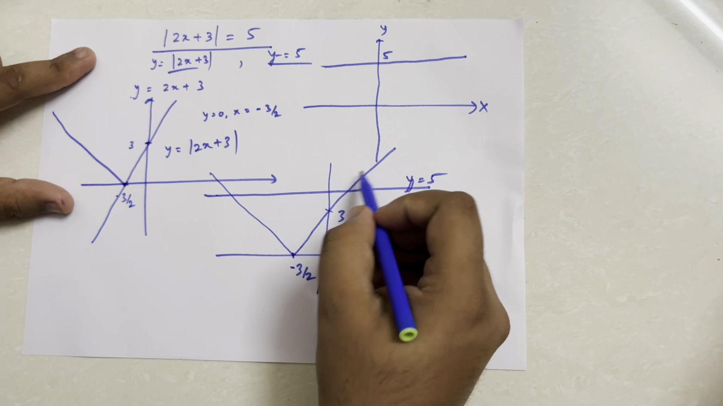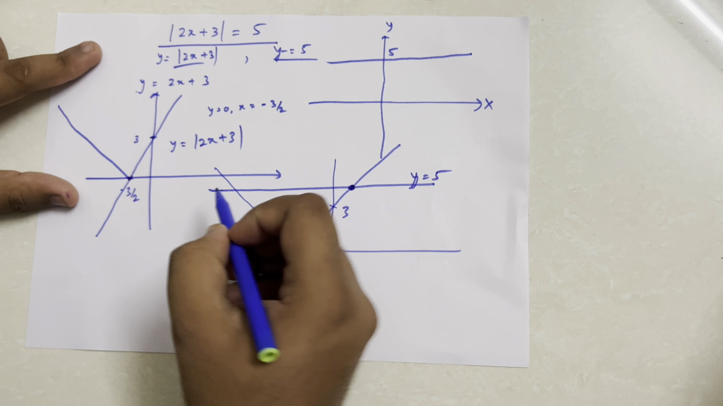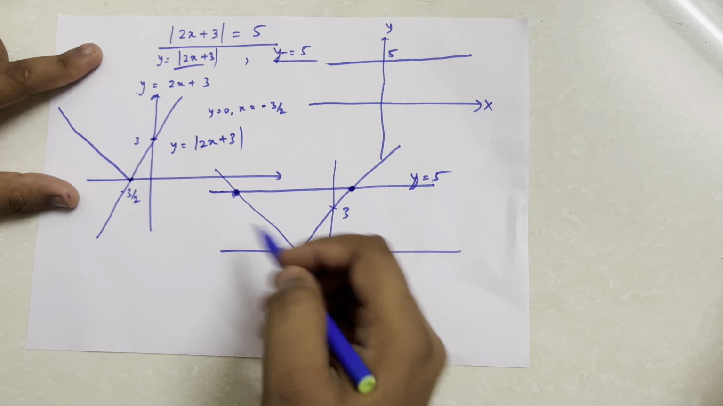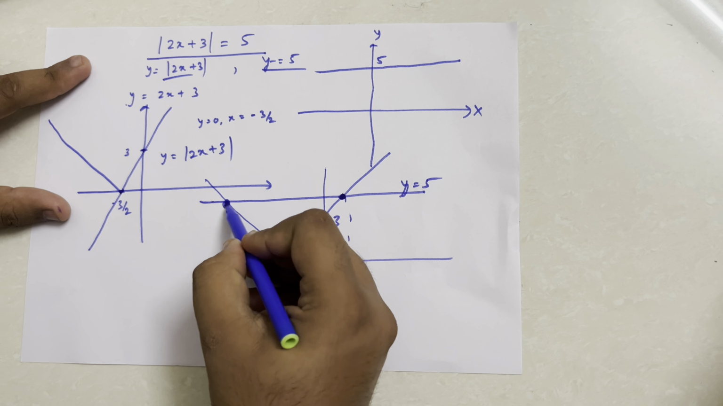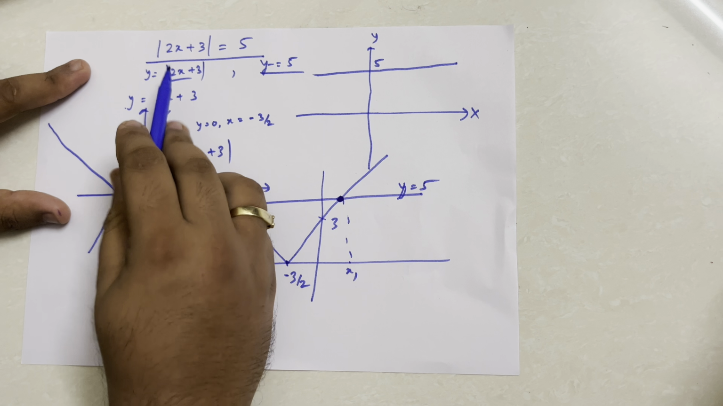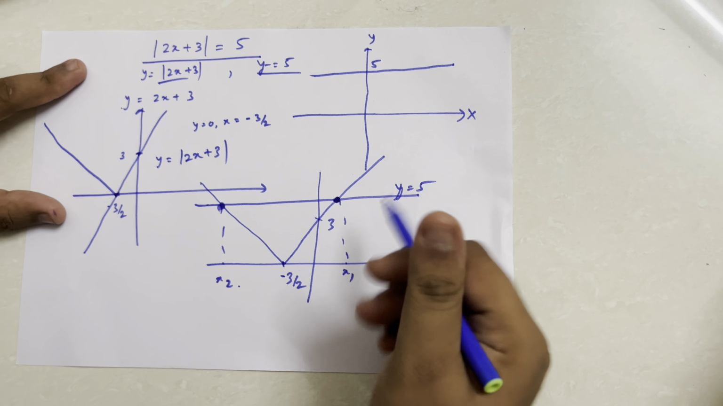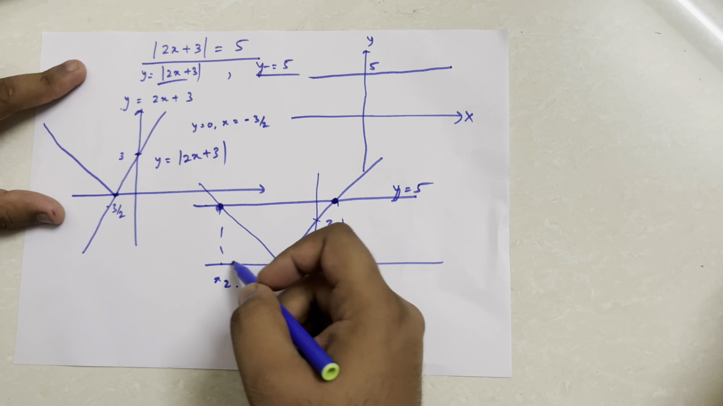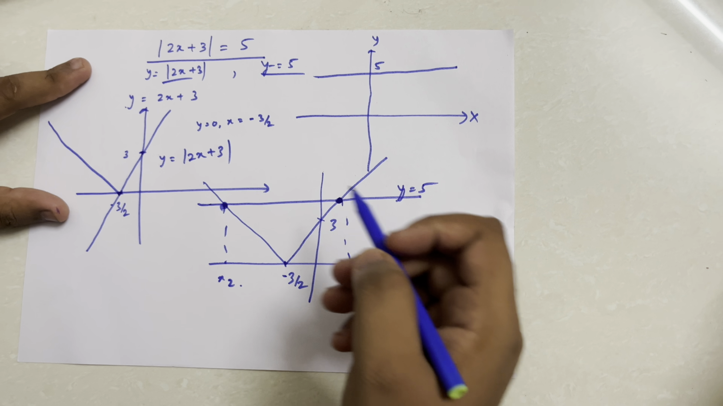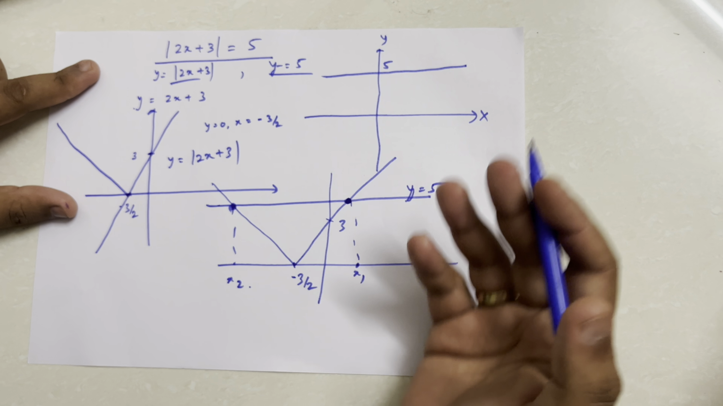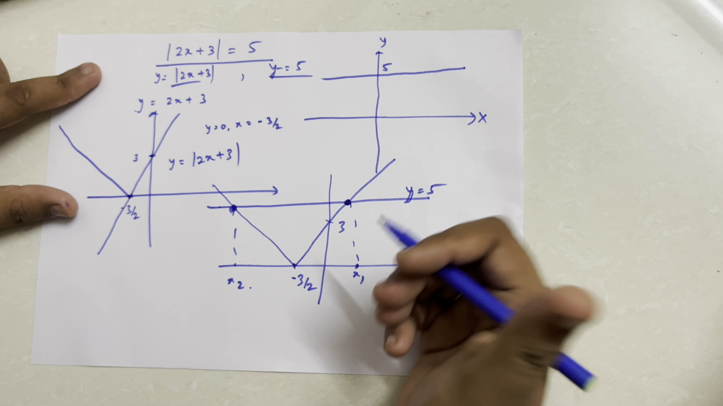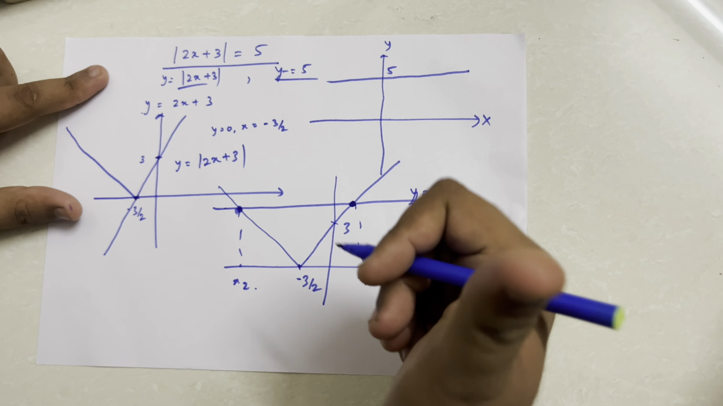So y is equal to 5 cuts this graph at 2 points, one over here, one over here. We will see in other problems how you determine this value of x. This is x1, this is x2. This equation will have two solutions, and we'll try and see how to solve this by simultaneous equations in the next problems. And let me tell you, we will be looking into more complex problems from the next video. Till then, goodbye, take care, and happy learning. Thank you.